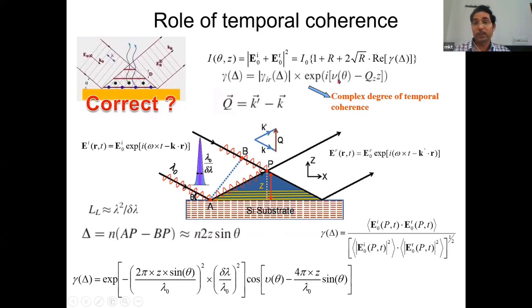This is the phase of the E field, the electric field, the reflected field divided by the incident. And this is the Qz vector. The Qz is basically 4 pi sine theta over lambda, and z is the height. And you can follow. So this is what the expression for the incident wave field is.